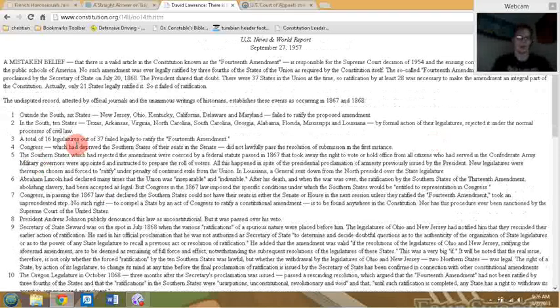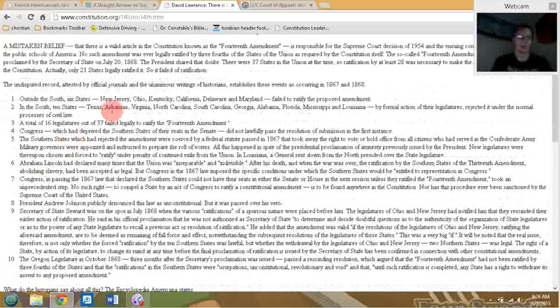And then in the South, 10 states, Texas, Arkansas, Virginia, North Carolina, South Carolina, Georgia, Alabama, Florida, Mississippi, and Louisiana, by formal action of their state legislatures, rejected it under the normal processes of civil law. And this was occurring in 1867 and 1868. Let's keep going. A total of 16 legislatures out of 37 failed legally to ratify the 14th Amendment. Congress, which had deprived the southern states of their seats in the Senate, did not lawfully pass a resolution of submission in the first instance.